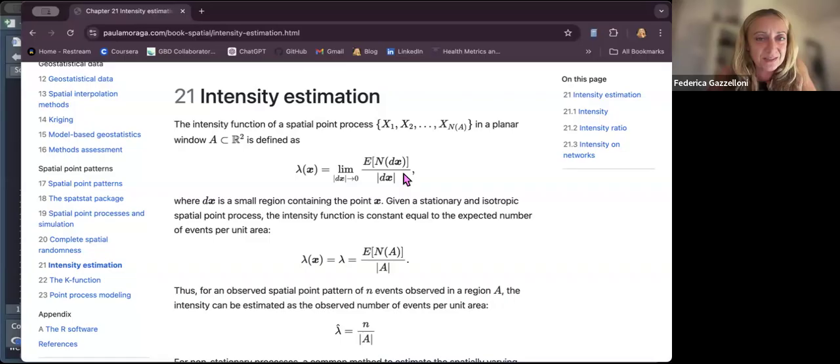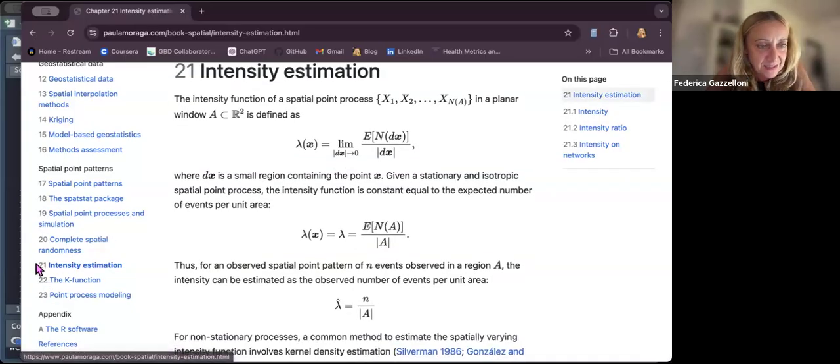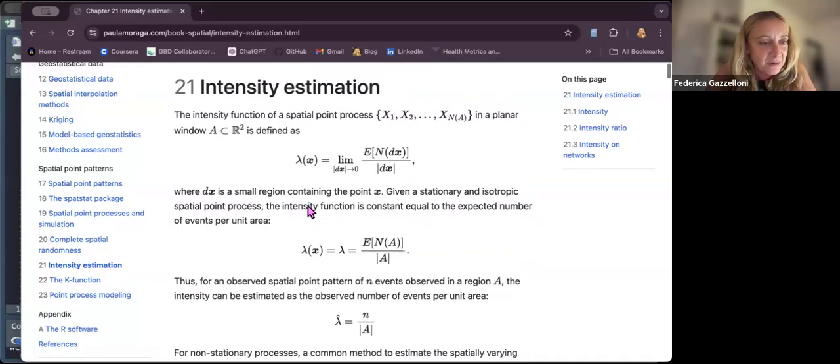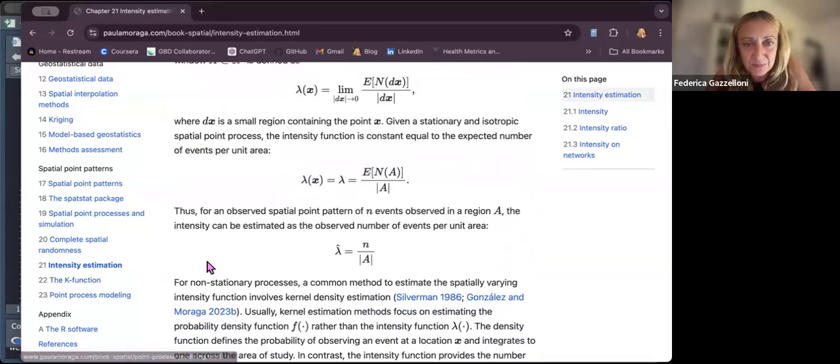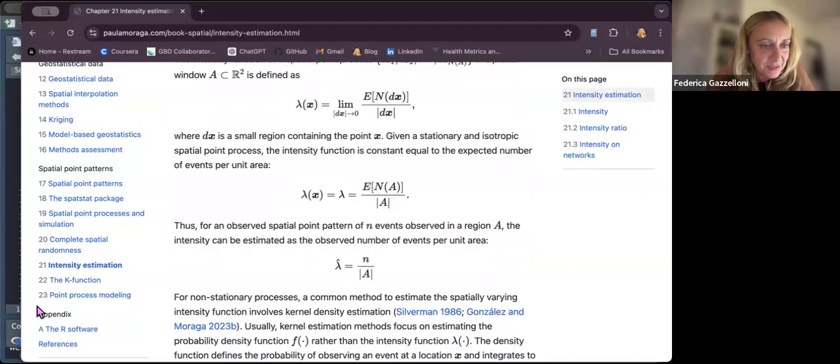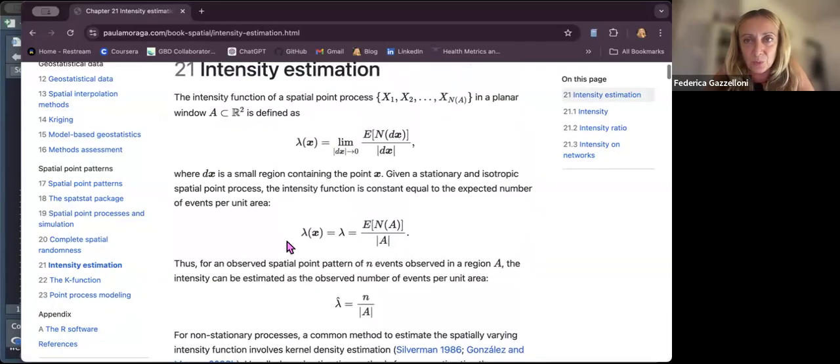Okay, welcome everyone. So today we are going to have a look at these two chapters, 21 intensity estimation and 22 decay function. We are nearly at the end of the book, so we just basically have the last chapter within the next 2 weeks.